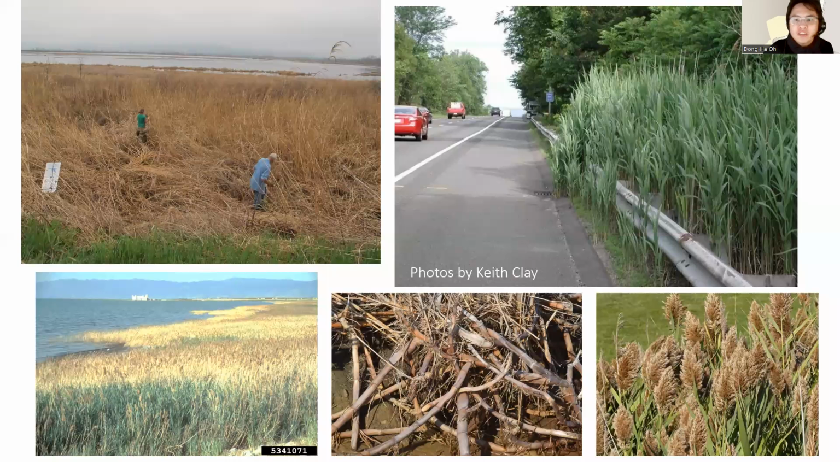So reed is an ecologically important grass species that often defines the landscape of wetland. In its native ranges, reeds can play beneficial roles. For example, protecting the coastline from the erosion.